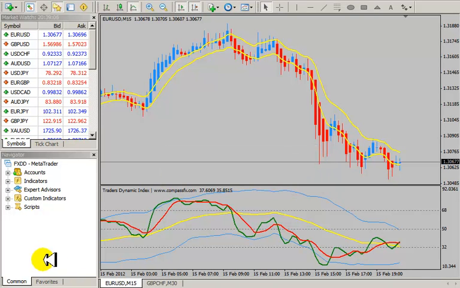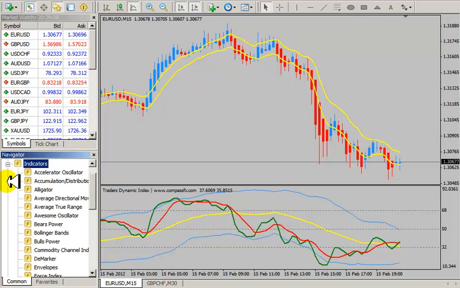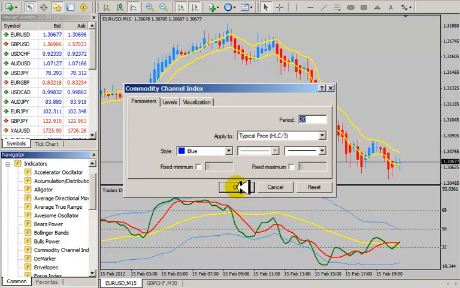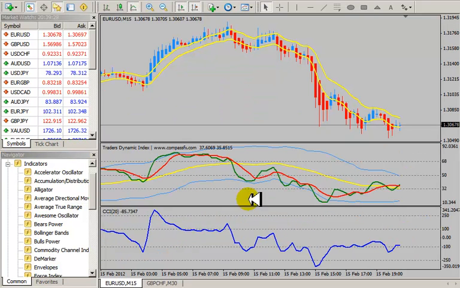So what I want to do now is go over to my indicator folder. It's just a basic indicator, Commodity Channel Index. The normal setting is 14. I set mine to 20. 20 seems to smooth it just a bit, and it is a normal setting at typical price, and I'm going to apply it to my chart.